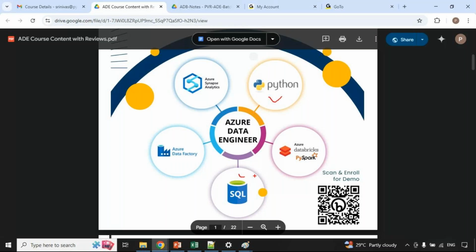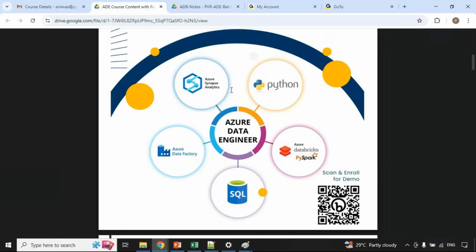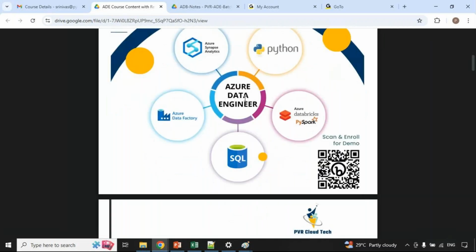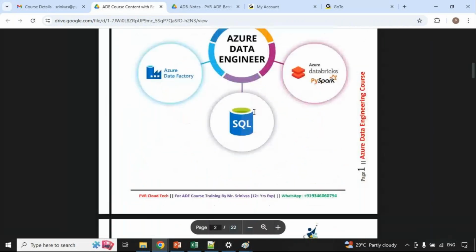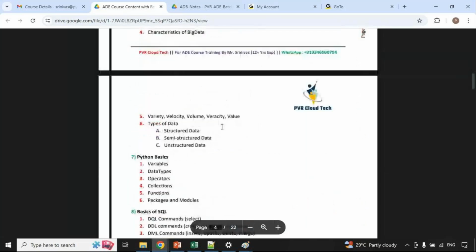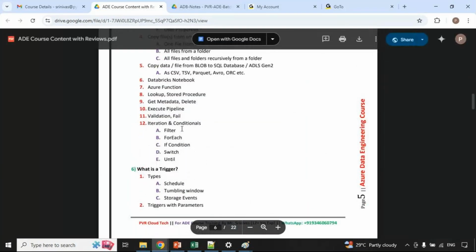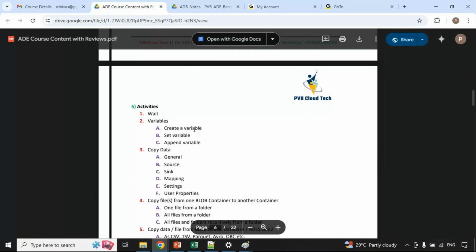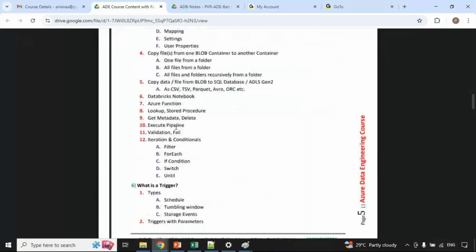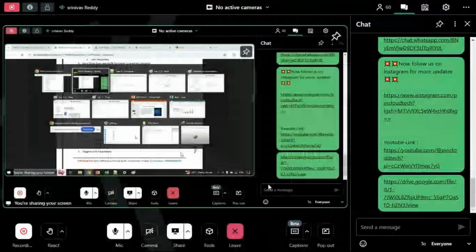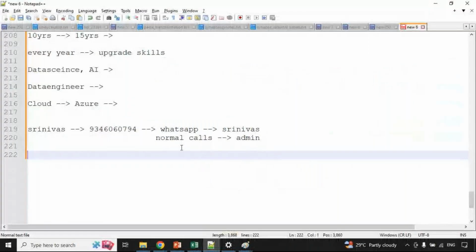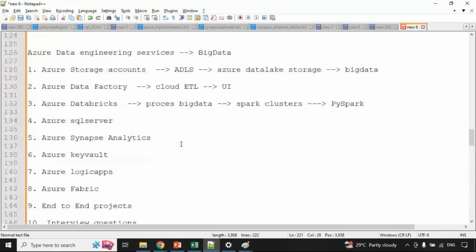As per this content, the services are Data Factory, Databricks and Synapse, but I am going to add Fabric also. I did not mention Fabric here, but I will add it. The same thing I explained in the content; you can go through it, because if I discuss it at the content level, you will not be able to understand, as you are completely new to this. These are all the services I am going to teach. I am going to provide the best content.